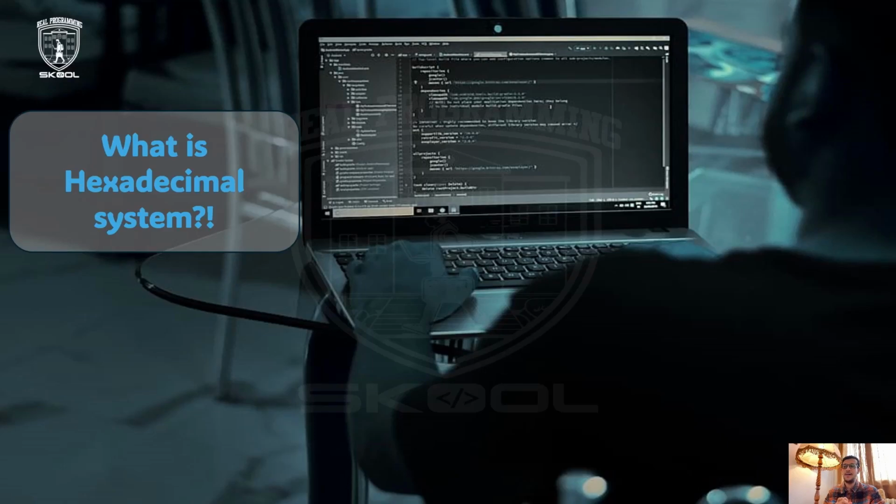Today we're going to talk about hexadecimal. Today is lesson number 5 from course number 1. It's about hexadecimal. So, all right, let's ask ourselves a question.